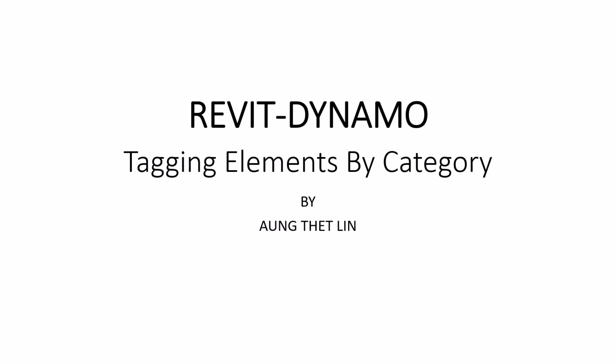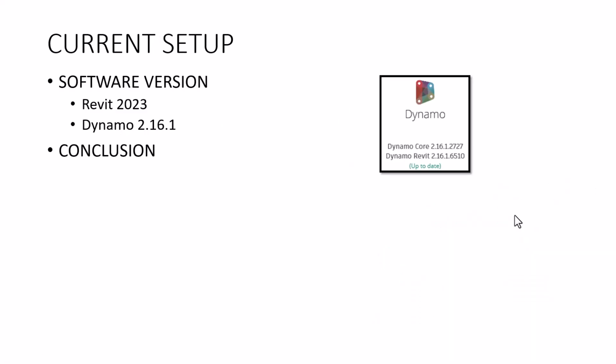In this video I would like to introduce one Dynamo script which could perform auto tagging on the elements. To do that, in our Revit we do not need an additional Dynamo package, right? Currently I'm using Revit 2023 and the Dynamo version is going to be 2.16, right?